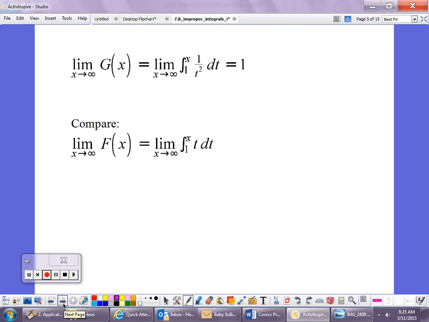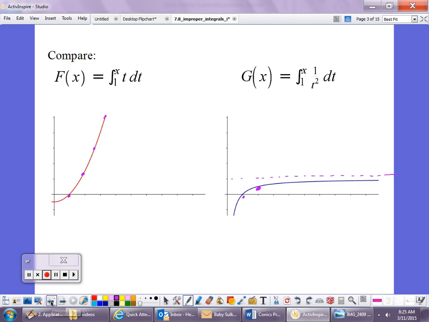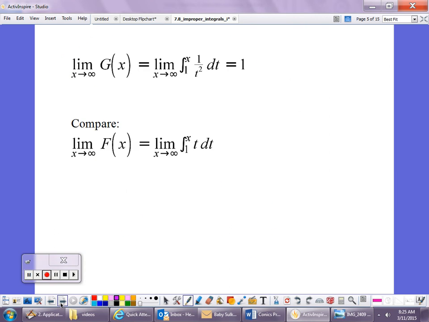Let me give you another idea. Now, let's compare what happens if we did that with the other function. The first function we had, f of x, was just that straight linear function, y equals x. And I said, well, we can imagine we create a function, big F of x, which gives us the value of the integral from 1 to some value x. And we can apply the same limit idea here.